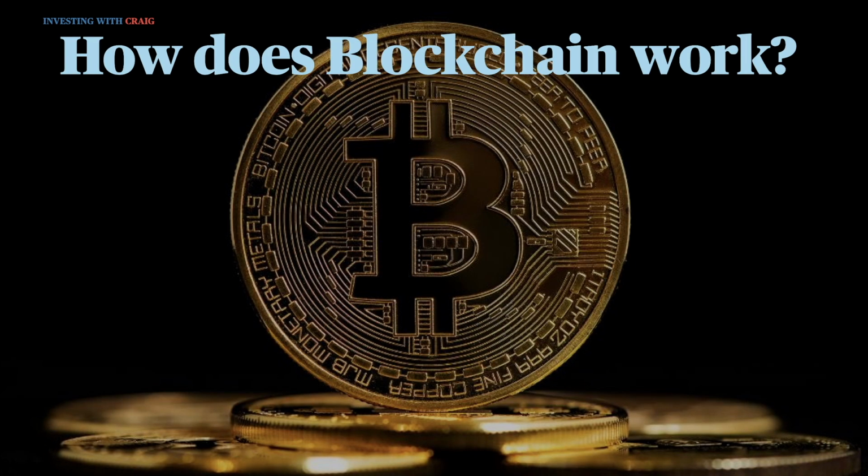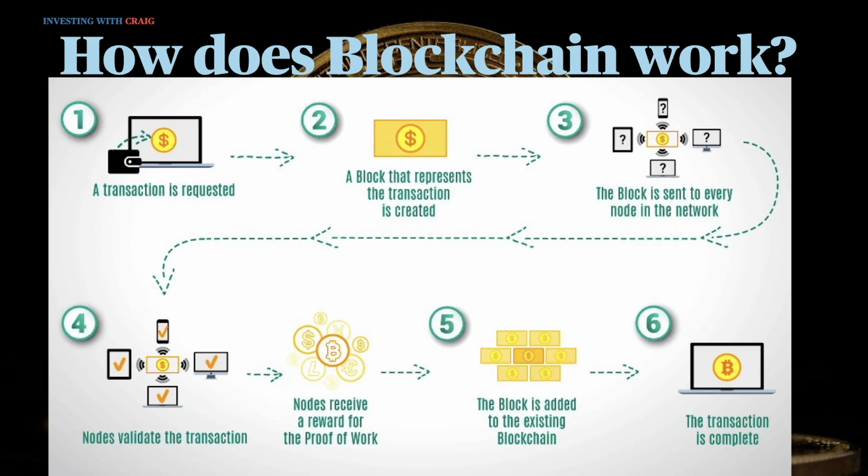So I've created a little diagram here so you can visualize what I'm talking about. A transaction is requested. A block that represents the transaction is created. That block is sent to every node in the network. The nodes validate the transaction. As you can see, they all have a check mark on their computer screen, which means they all agree that that transaction is valid. And then the nodes, for doing this work, receive a proof of work reward, often in the case of a Bitcoin, but they don't all get one. It's kind of a lottery system. They all work on it, and then eventually somebody gets a coin, and in the law of averages, everybody eventually gets their coin.